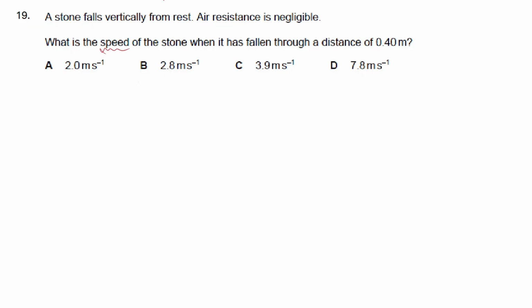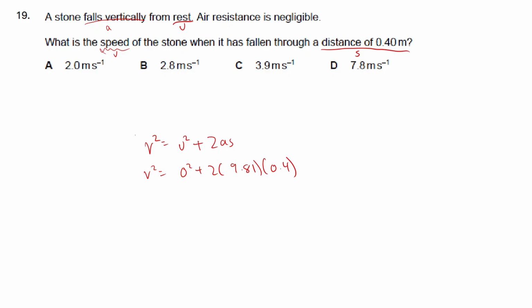So they're asking for the speed, right? They give us that we fall a distance of 0.4 meters. We fall vertically, so we know our acceleration, and it's from rest, which is our initial. This is s, and then our speed is v, right? So we have a, u, v, and s. In this case, the best SUVAT equation is v squared is equal to u squared plus 2as. So v squared is equal to u squared, which is 0 squared, plus 2 times 9.81, and our displacement is 0.4.